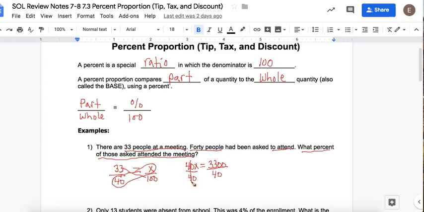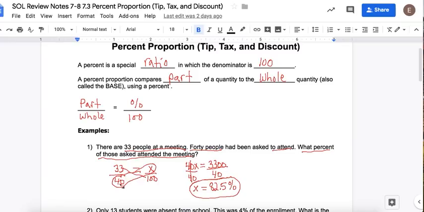40 divided by 40 is a 1 in disguise. So cancel out the 40s and write X. And 3,300 divided by 40 is 82.5. And since the question said what percent, I need to put a percent sign. If it asks for what percent and I don't put the percent sign, it is wrong. So 82.5%.